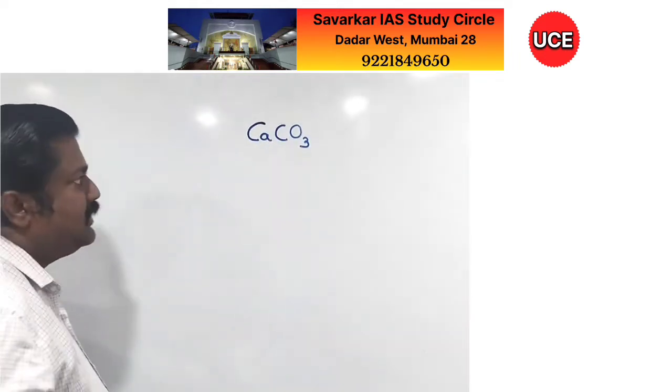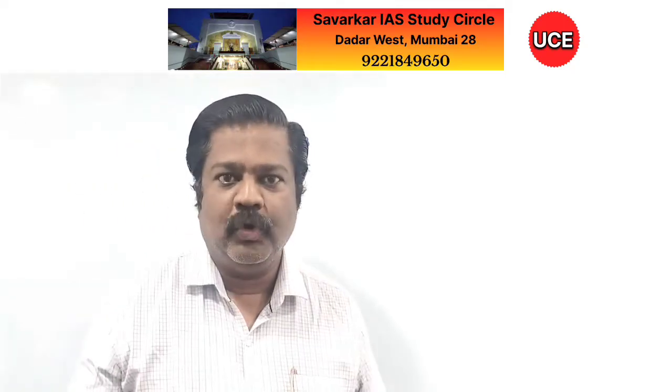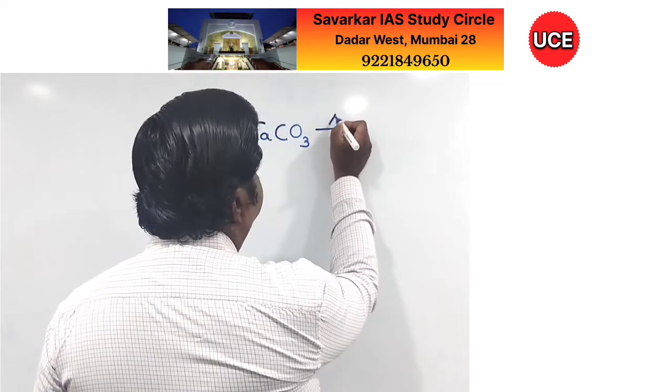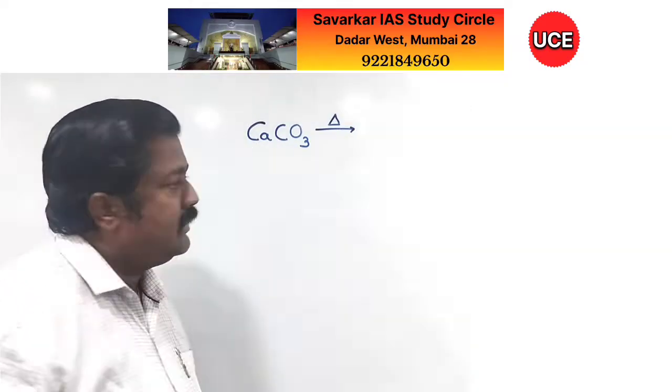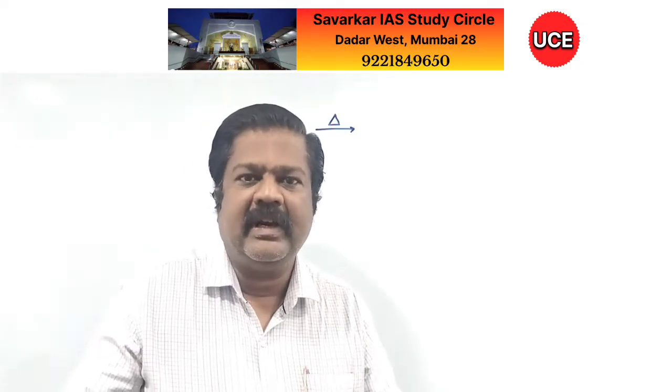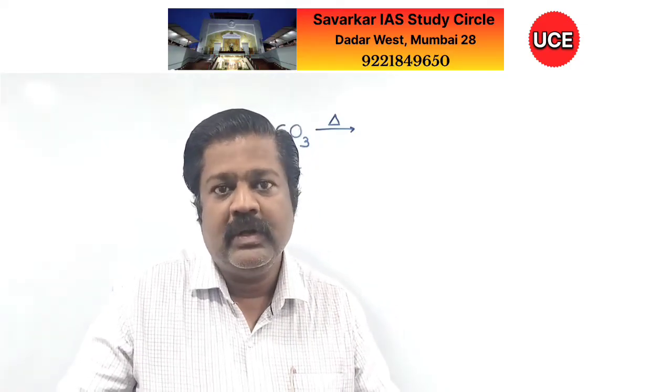This substance is called calcium carbonate. We are going to heat it. This is the symbol of heat. That means we are heating it strongly, say for example around 600 degrees Celsius.